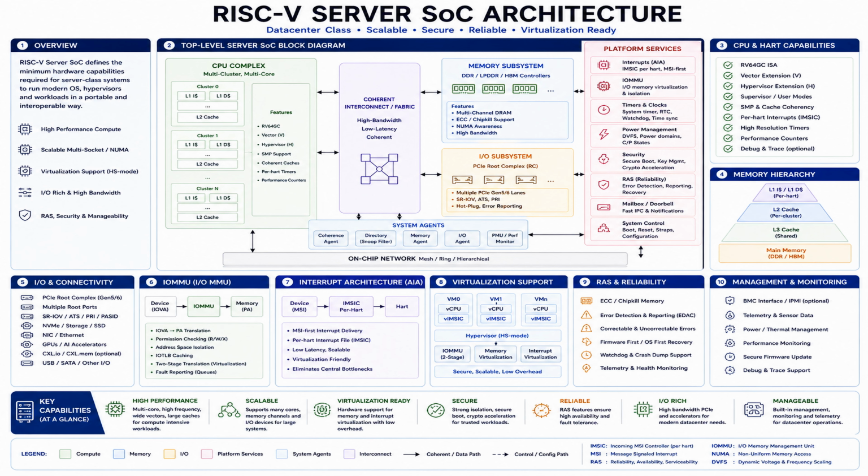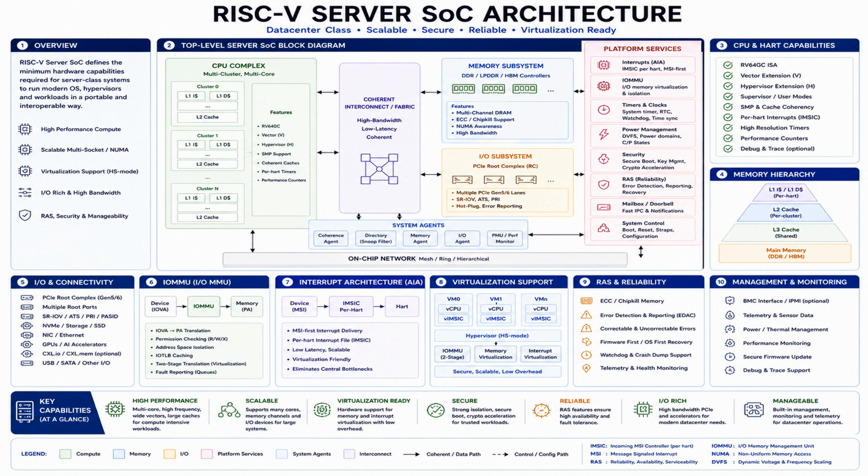Section 6 describes the I/O memory management unit for device memory virtualization and protection. The IOMMU translates I/O virtual addresses to physical addresses. It enforces access permissions and also provides per-device isolation. Apart from that, it supports IOTLB caching, two-stage translation, and fault reporting via queues. So the IOMMU gives devices secure, virtualized access to memory.